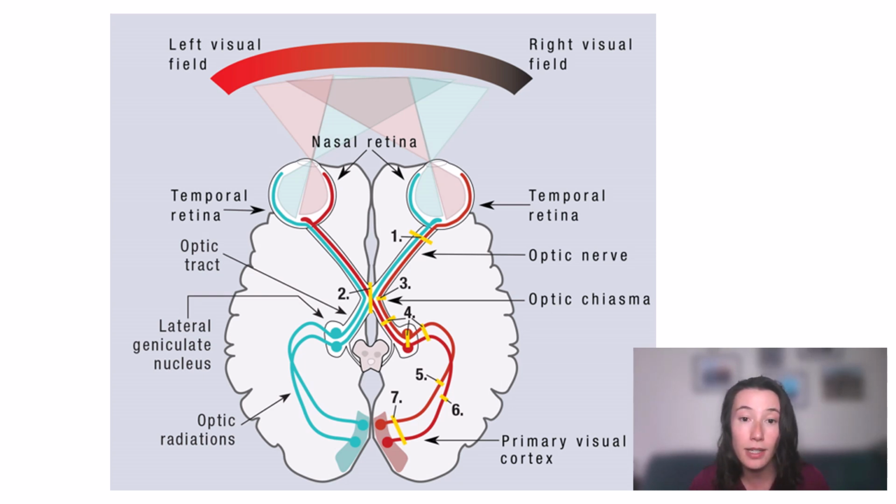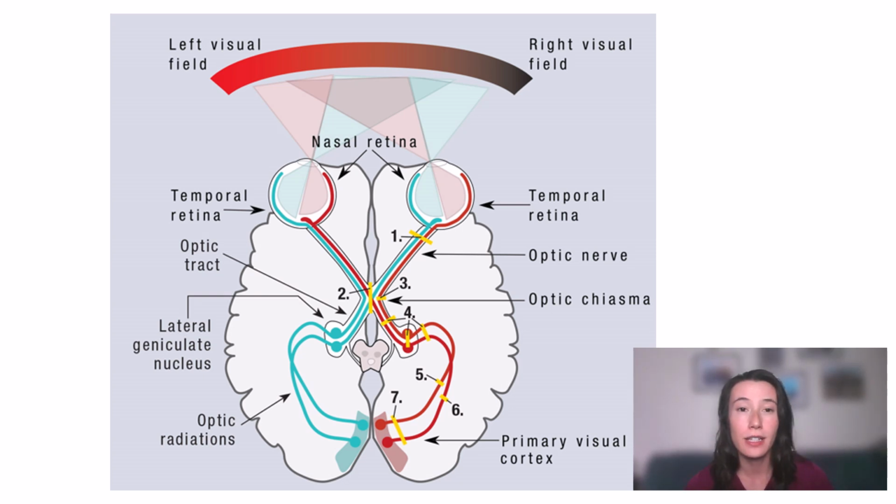So when you break this down, you're going to see that there are a total of 4 lines. And of these 4, only 2 of them actually cross over at the optic chiasm. And the 2 that cross over are the ones that are in the middle. So the right side of the left eye and the left side of the right eye.